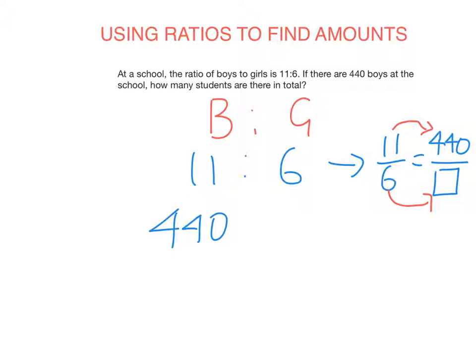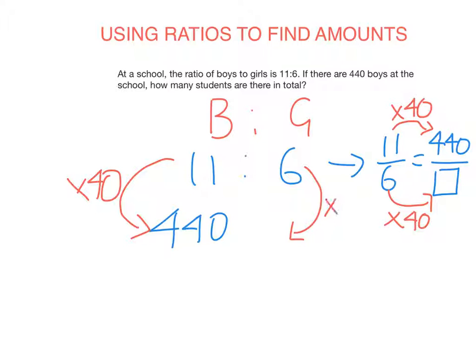So how do I get from 11 to 440? By multiplying or dividing. Well, 440 divided by 11 is 40. So I've timesed the top by 40, so I have to also times the bottom by 40. And that's the same with ratios. I think, what have I done to get from here to here? I've timesed by 40. Again, I'm only considering multiplying and dividing. So to get an equivalent ratio, I also have to times the other number by 40.